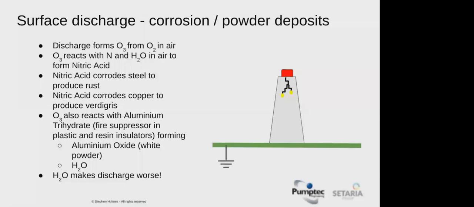The ozone, interestingly, also reacts with aluminium trihydrate. Now, this is a fire suppressor that's very common in plastic and resin insulators. And it reacts with both sides of the chemical equation. It reacts with the aluminium to produce aluminium oxide, white powder, which is a very good telltale sign that we've got trouble in the area. And it also produces water. And that water actually makes the discharge worse. So we've got a bit of a chemical chain reaction going on here as well.